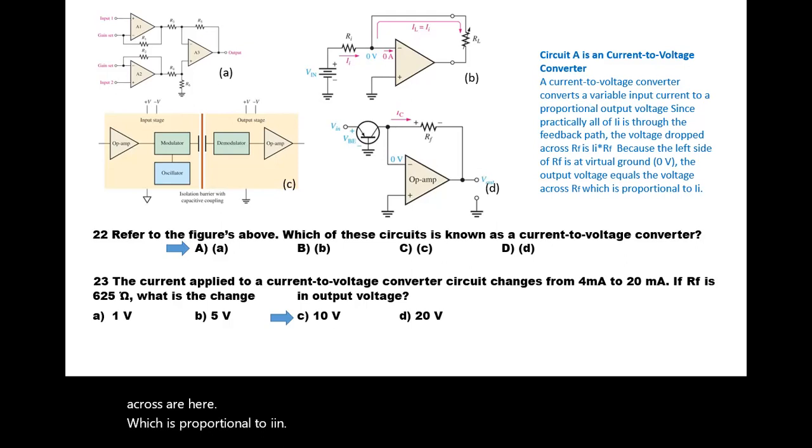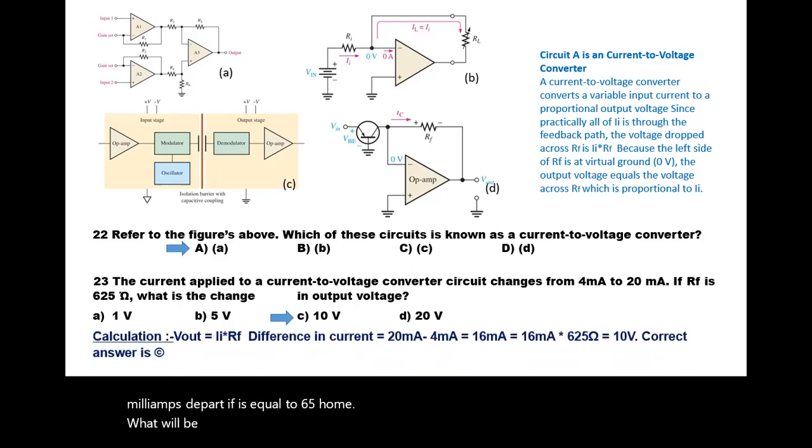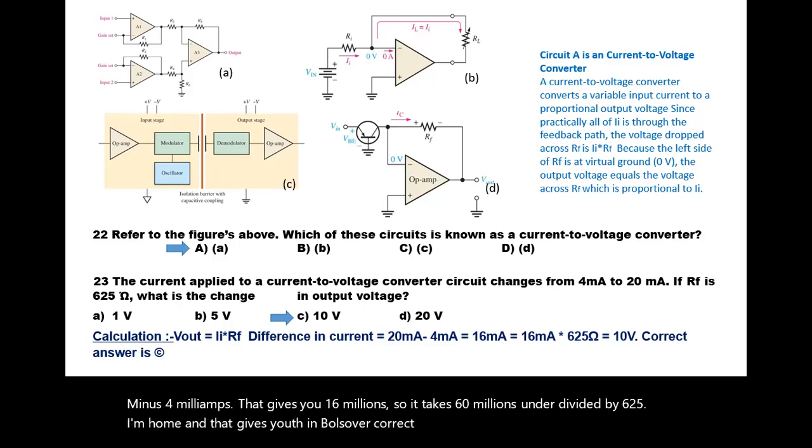The current applied to a current to voltage converter circuit changes from 4 milliamps to 20 milliamps. If RF is equal to 625 ohm, what would be the change in the output voltage? In your calculations, you take V out is I in multiplied by RF. First of all, we have to calculate the difference in the current. That's 20 milliamps minus 4 milliamps. That gives you 16 milliamps. So you take 16 milliamps and multiply that by 625 ohm, and that gives you 10 volts. So the correct answer is C.